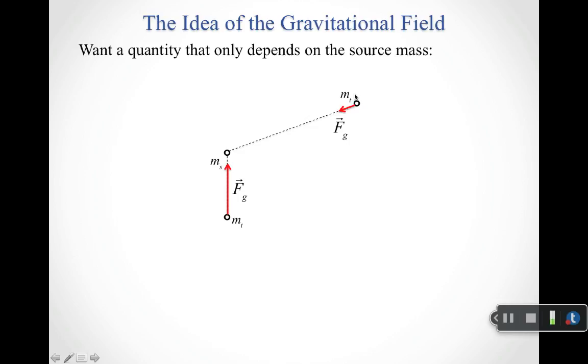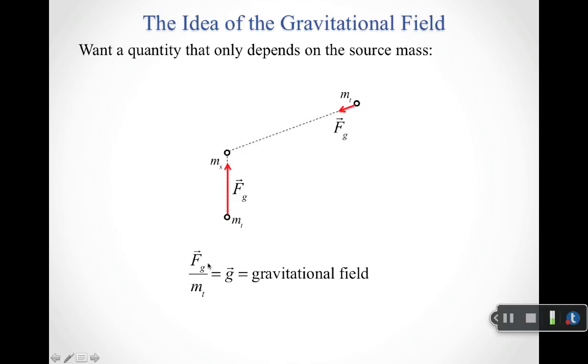But I don't want something that depends on what test mass I use. I want something that really only cares about the source mass and how far away I am from the source mass. So what we're going to do is define a quantity called the gravitational field. And so little g is going to end up being the gravitational field.